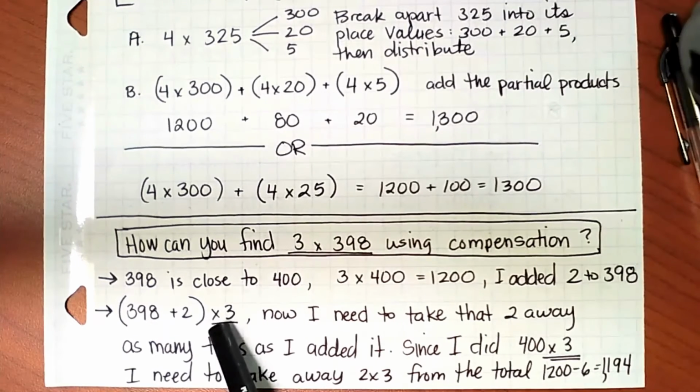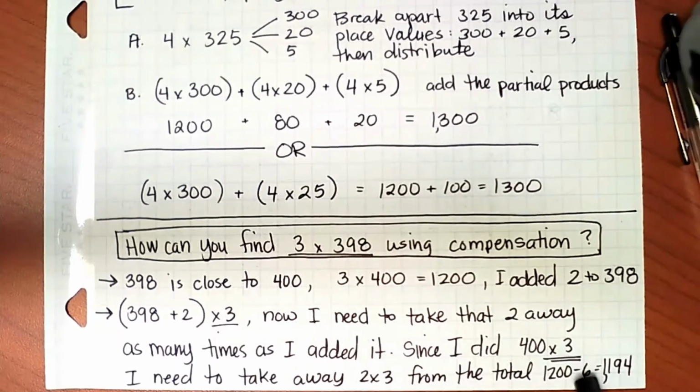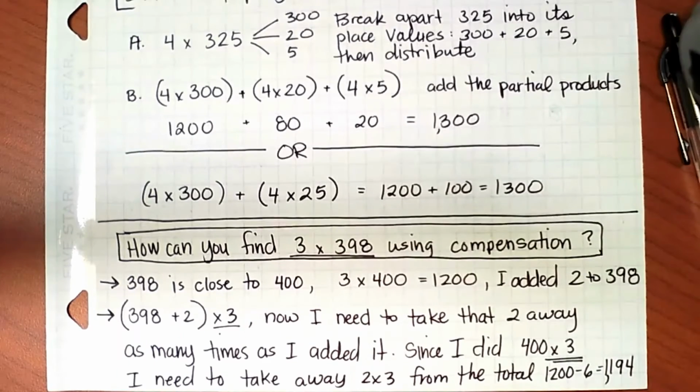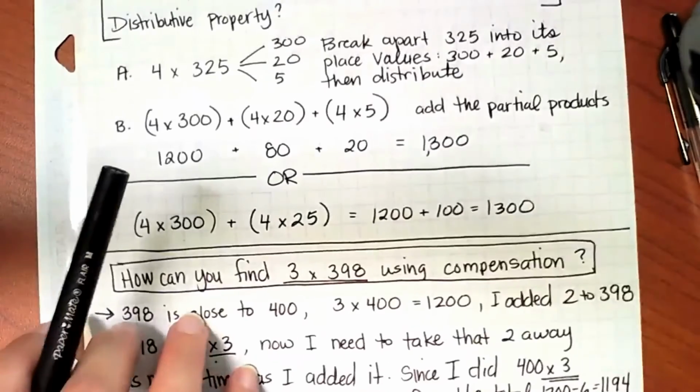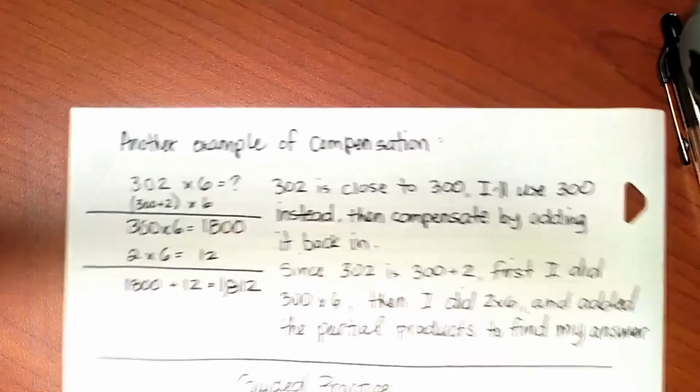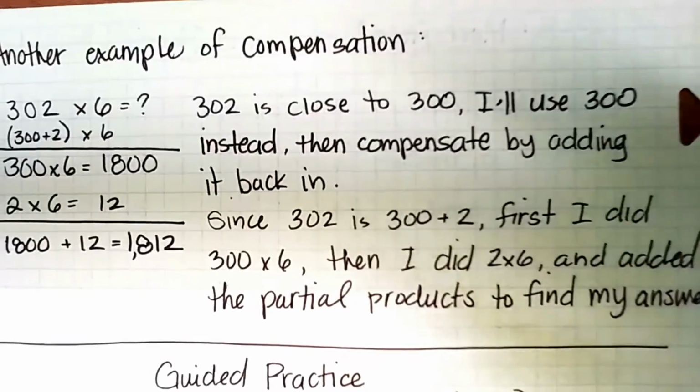I added in 6 extra to my answer. I had to take those 6 extra away so I can get back to my correct answer. Now, another example of compensation is the numbers that I gave you right here.